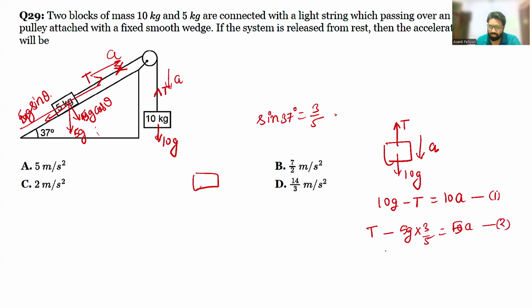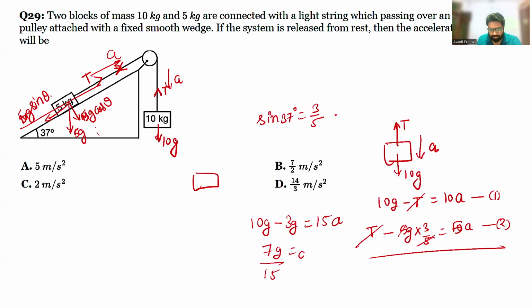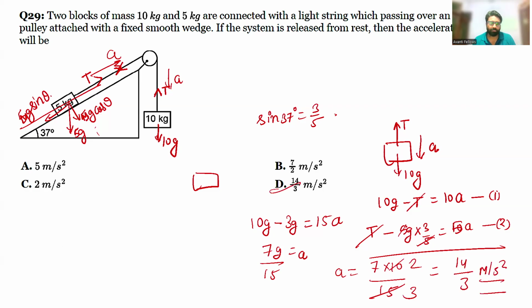This is equation 2. If you add these two equations, the tension and tension will cancel out. So it comes out to be 10g minus 3g equals 15A. Now 10g minus 3g will be 7g equals 15A. Now g is 10, so you can put the value of g here: 7 into 10 divided by 15. It is coming out to be 14 by 3 meter per second square. Option D is the correct option.